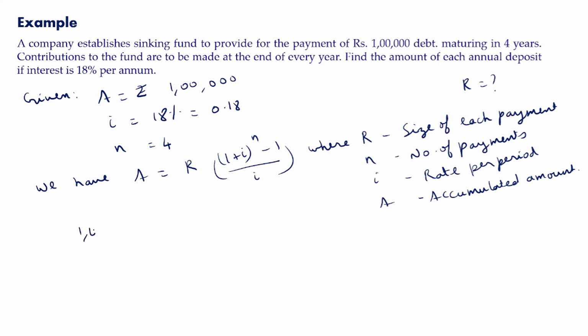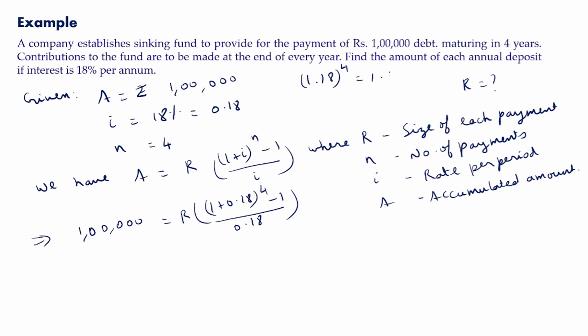So A is given, which implies 1 lakh equals R into (1 plus i) where i is 0.18 and n is 4, the whole raised to 4 minus 1 upon 0.18. Usually in the question, the value of 1.18 the whole raised to 4 will be given. So 1.18 the whole raised to 4 is equal to 1.9388. So we can use that and find R.